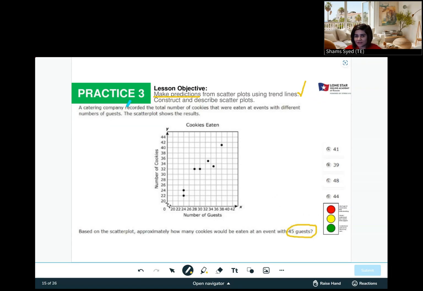A catering company recorded the total number of cookies that were eaten at events with different numbers of guests. The scatter plot shows the results. Class, what does this wiggle mean over here? You guys see the graph starts with a wiggle? It has a wiggle at the point of origin.